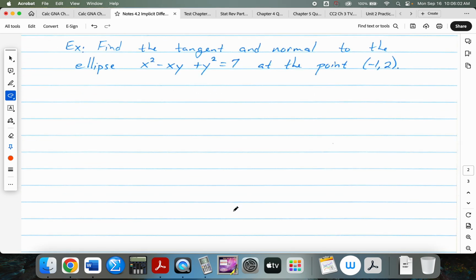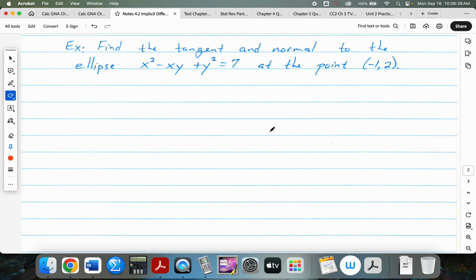All right, let's do this one. Find the tangent and the normal to the ellipse x squared minus xy plus y squared is equal to 7. You may not have done many ellipses or any other kind of conic section that had an xy term in it. Most books kind of ignore those unless you're doing an advanced sort of class. What it does is it takes the figure and it rotates it.